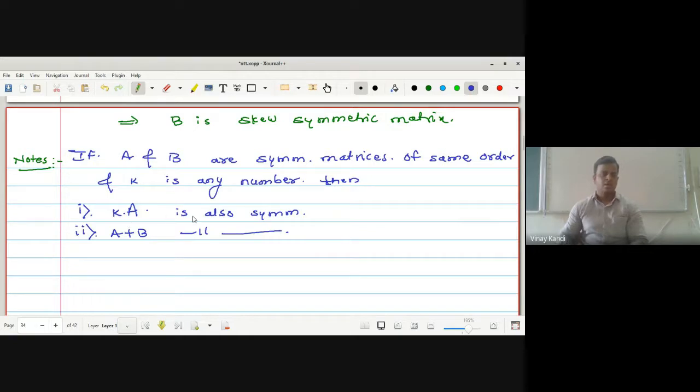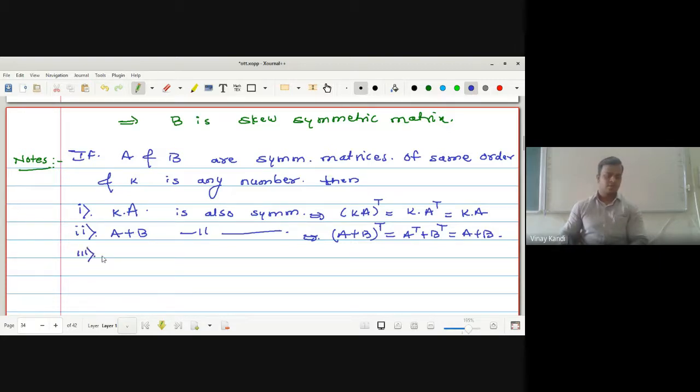K into A is symmetric. It means k into A transpose is equal to k into A transpose, which is equal to k as it is. A transpose, since A is symmetric, will be A. So k A transpose is equal to k A. A plus B is also symmetric: A plus B transpose is equal to A transpose plus B transpose, but A transpose is A, B transpose is B. So A plus B transpose is equal to A plus B. So A plus B is also symmetric.